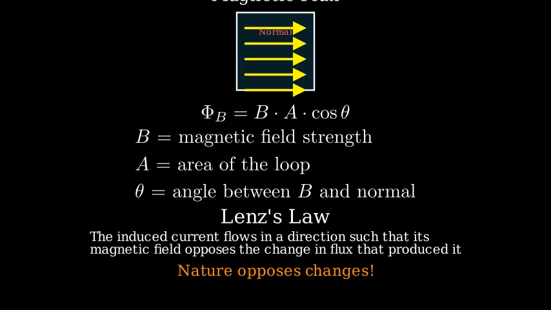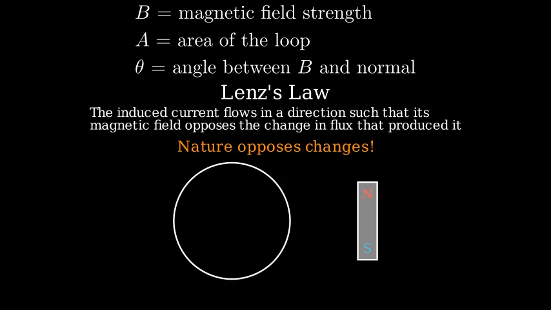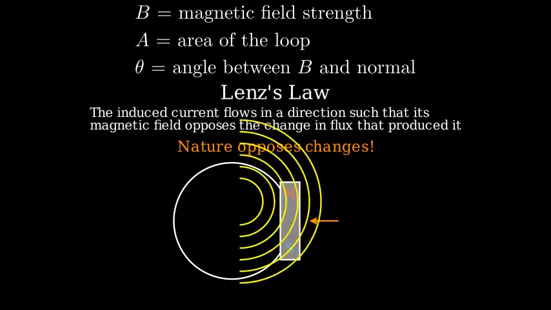Let's visualize this with an example. Imagine we have a conducting loop and a bar magnet. When I move the north pole of the magnet toward the loop, the magnetic flux through the loop increases. According to Faraday's law, this change in flux induces an EMF. And according to Lenz's law, the induced current creates its own magnetic field that opposes the increase in the external field. So the loop creates a north pole facing the approaching magnet, causing a repulsive force.